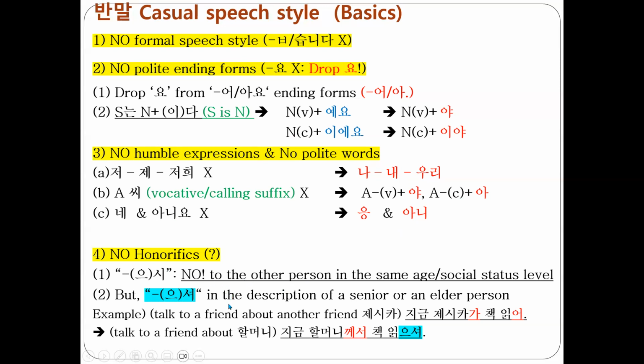However, when you are describing a senior's action or situation, then you need to use the 시 suffix, but we don't use 으세. We use 으셔. Be careful. For example, let's say you are describing your friend: 지금 제시카가 책 읽어, without 시. But if you are describing a senior, 할머니, then 할머니께서 책 읽으세요, drop 요, but we don't use 으세. Instead, we use 으셔. You have to remember this.